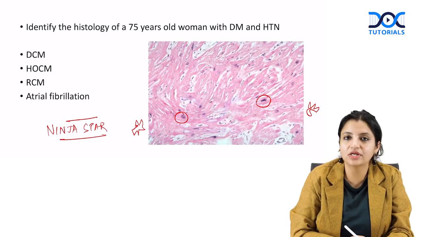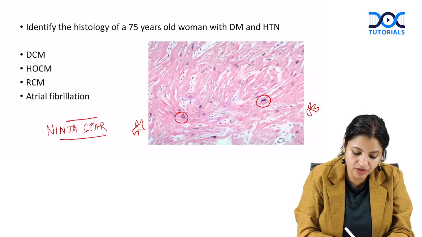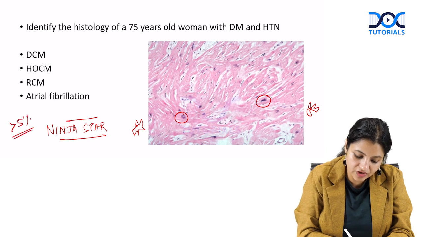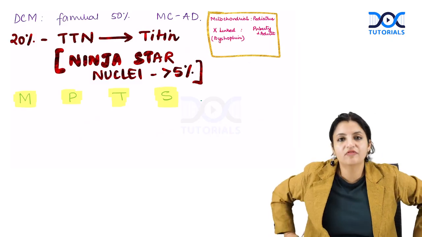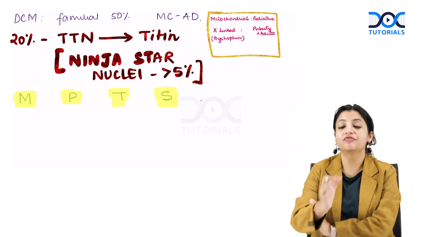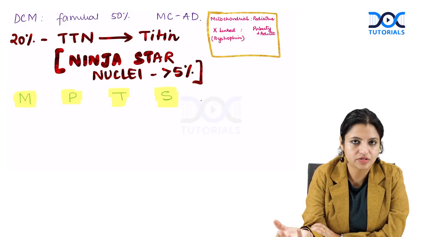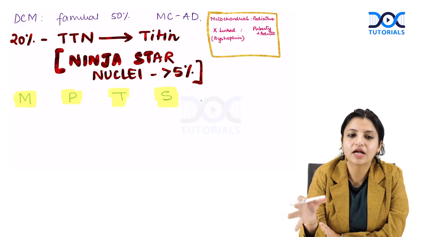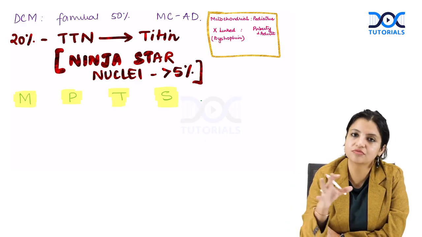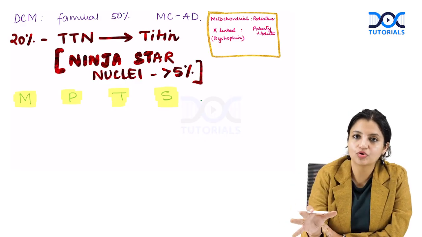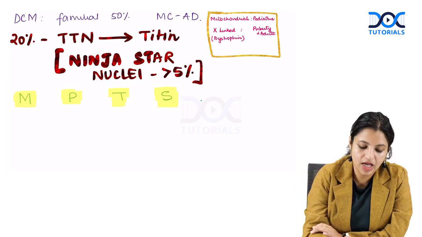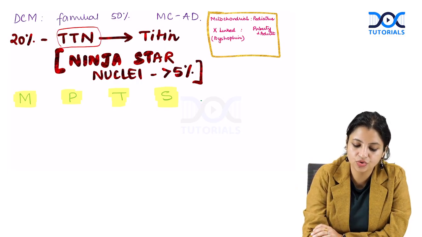When these ninja star nuclei are more than 5%, they are very, very characteristic of titin mutation. If you look at this, remember, whenever we talk about dilated cardiomyopathy, 50% of the cardiomyopathies can be genetic, and we can have acquired causes also, but 50% of them are genetic. They can have all sorts of inheritances, but majority of the time, autosomal dominant inheritance is most common. And when we talk about autosomal dominant, 20% of them have TTN gene mutation, which codes for titin.